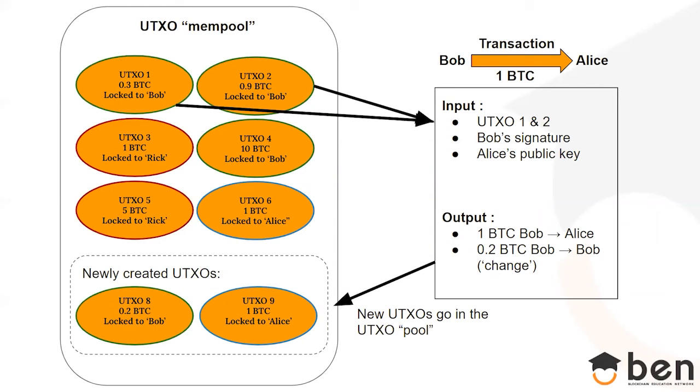So, Bob wants to send 1 Bitcoin to Alice. To send 1 Bitcoin to Alice, he will reference UTXOs 1 and 2, which collectively hold 1.2 Bitcoin. Bob will then use his private key signature and Alice's public key. The output of this transaction will be 1 Bitcoin from Bob to Alice, represented by UTXO9, and a 0.2 Bitcoin change transaction back to Bob, represented by UTXO8.